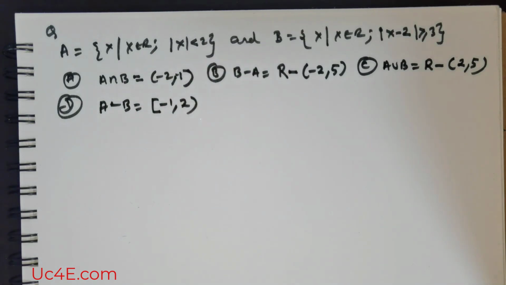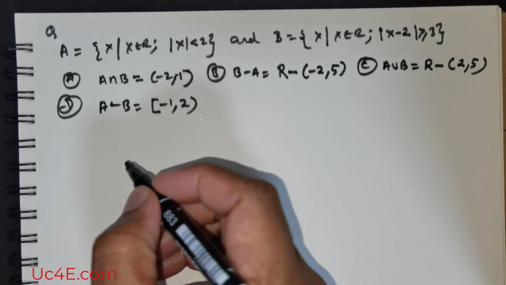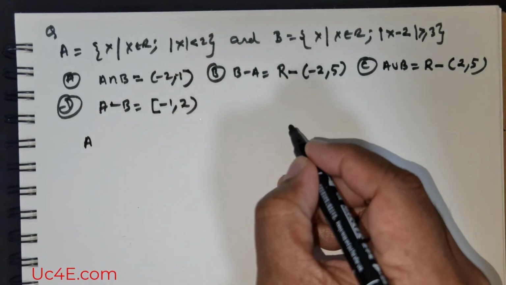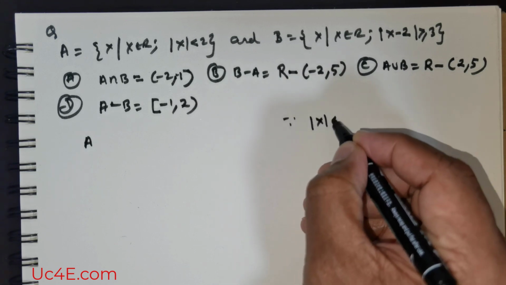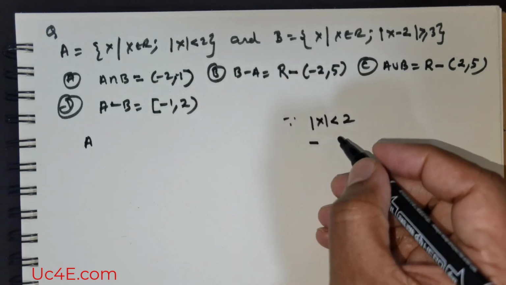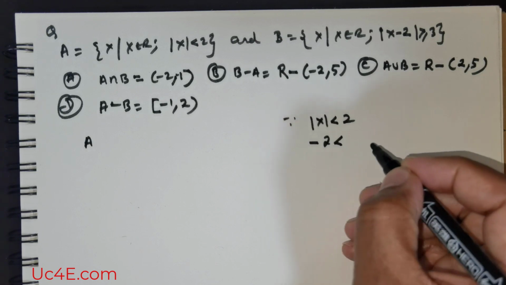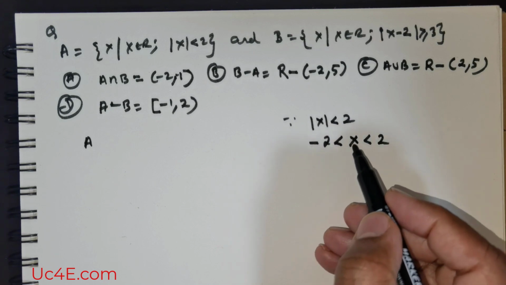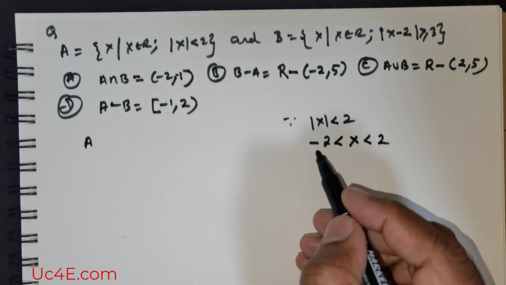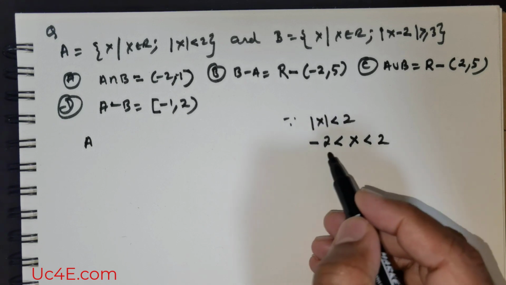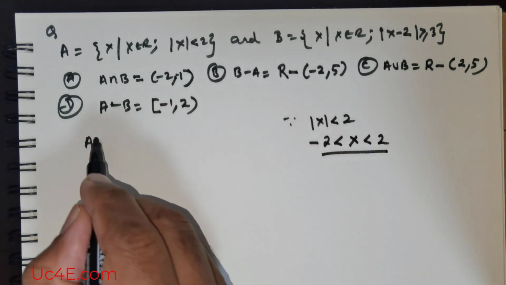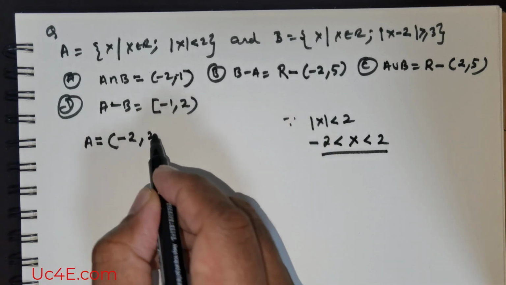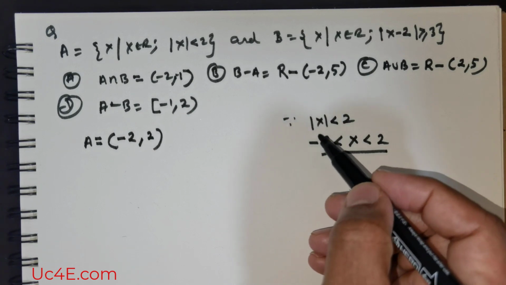So foremost, what we need to do is extract the elements. We're given modulus of x is less than 2. Since modulus of x is less than 2, this is nothing but negative 2 less than x less than 2. So all values of x for which negative 2 is less than x less than 2 must satisfy this. So you can clearly write A to be the open interval negative 2 comma 2, because it's given that modulus of x is less than 2.